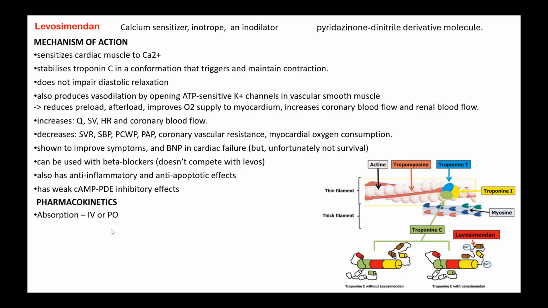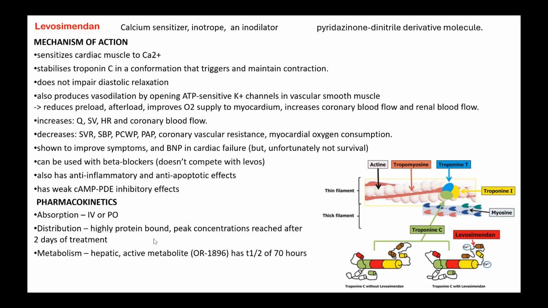In pharmacokinetics, for absorption, it can be given per oral also, but commonly used only as an IV drug. And for distribution, it is highly protein bound, peak concentration reached after 2 days of treatment. And metabolism is by hepatic enzymes, and it has a half-life of 70 hours. And elimination requires dose adjustment in renal insufficiency, because it's eliminated in urine as well as feces if it is given orally.